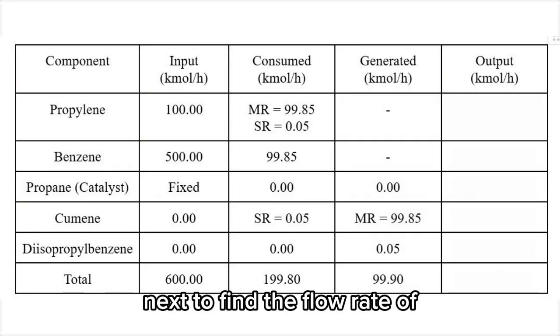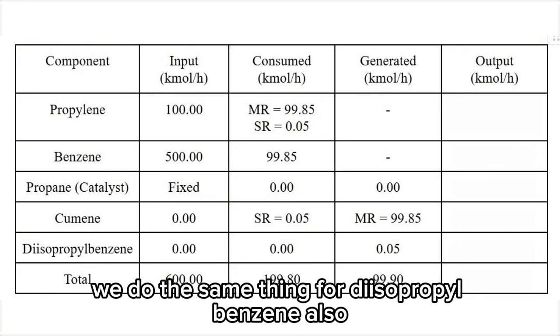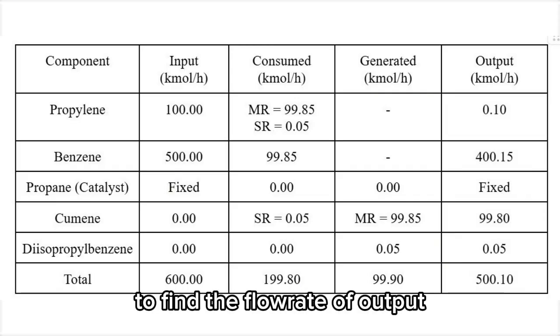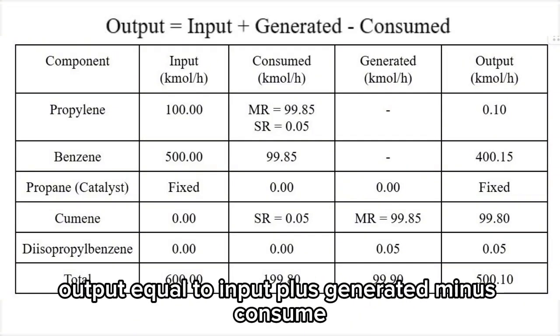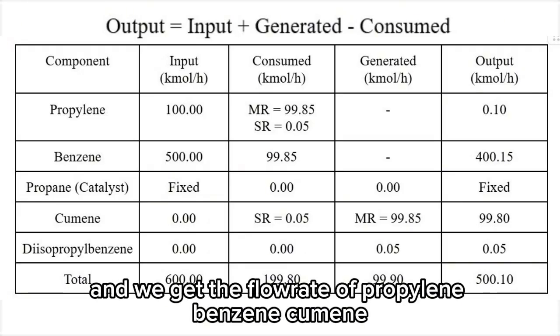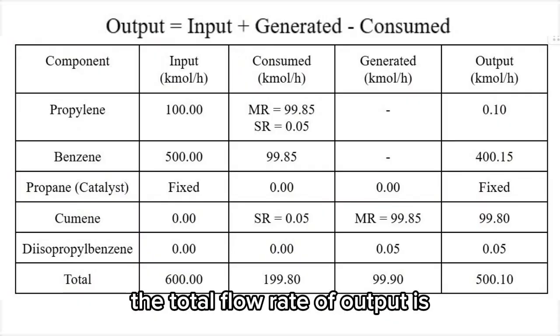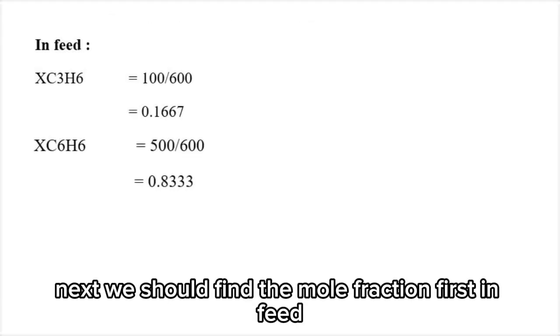Next, to find the flow rate of generation of cumene in the main reaction, we just do comparison. We do the same thing for diisopropylbenzene also. Therefore, the total flow rate is 99.90 kmol per hour. To find the flow rate of output, we just use this formula: output equals input plus generated minus consumed. And we get the flow rate of propylene, benzene, cumene, diisopropylbenzene. Hence, the total flow rate of output is 500.10 kmol per hour. Next, we should find the mole fraction. First, in feed.